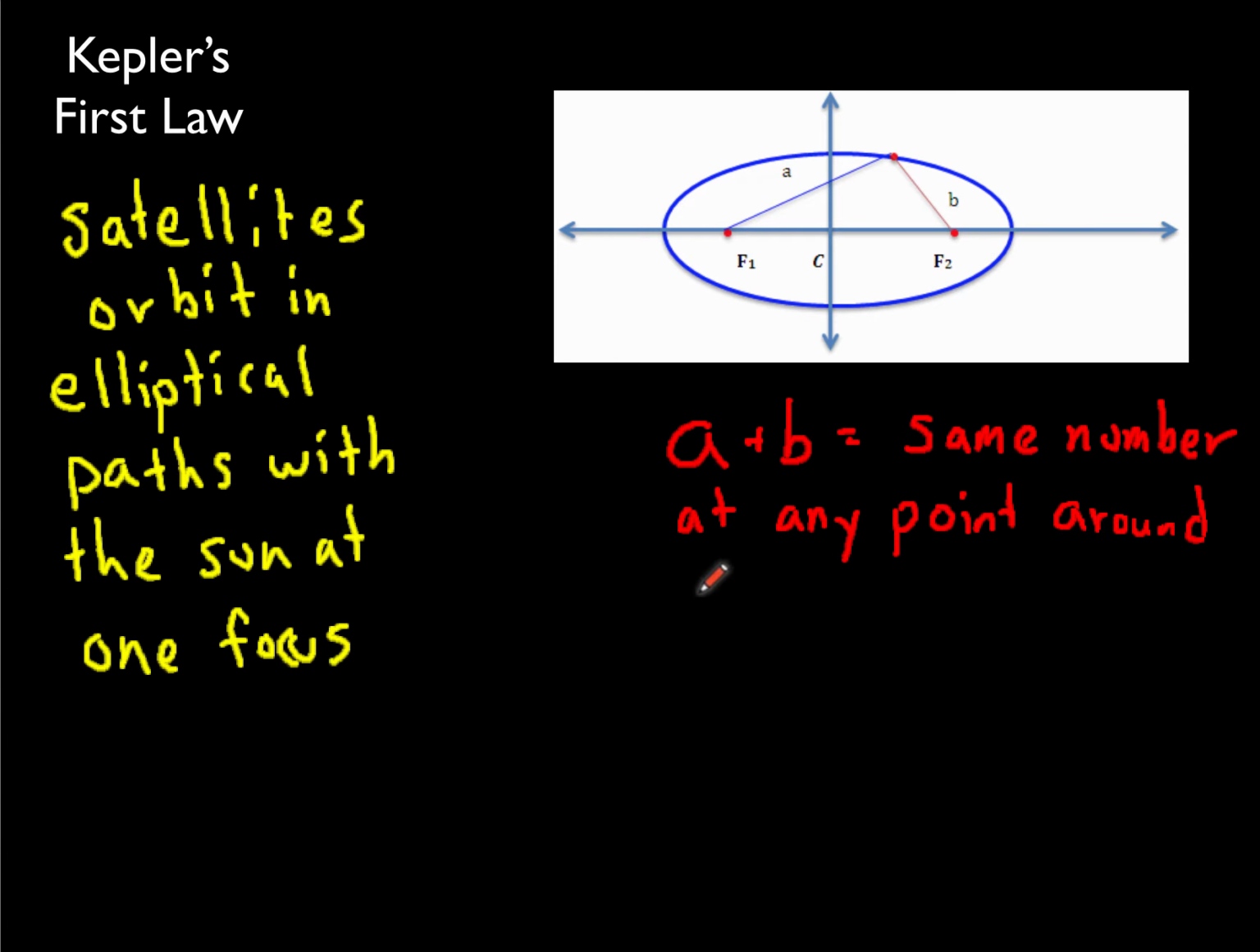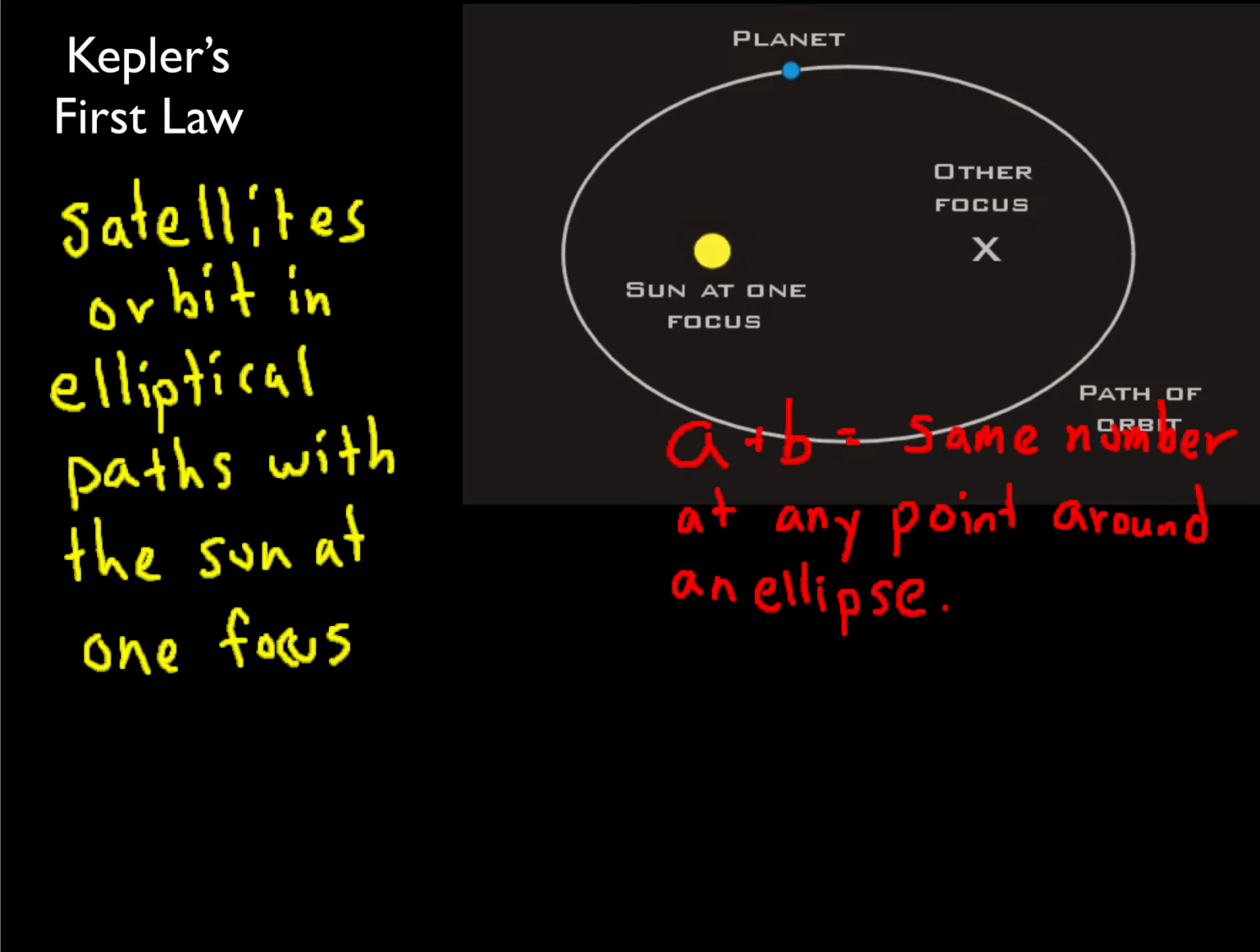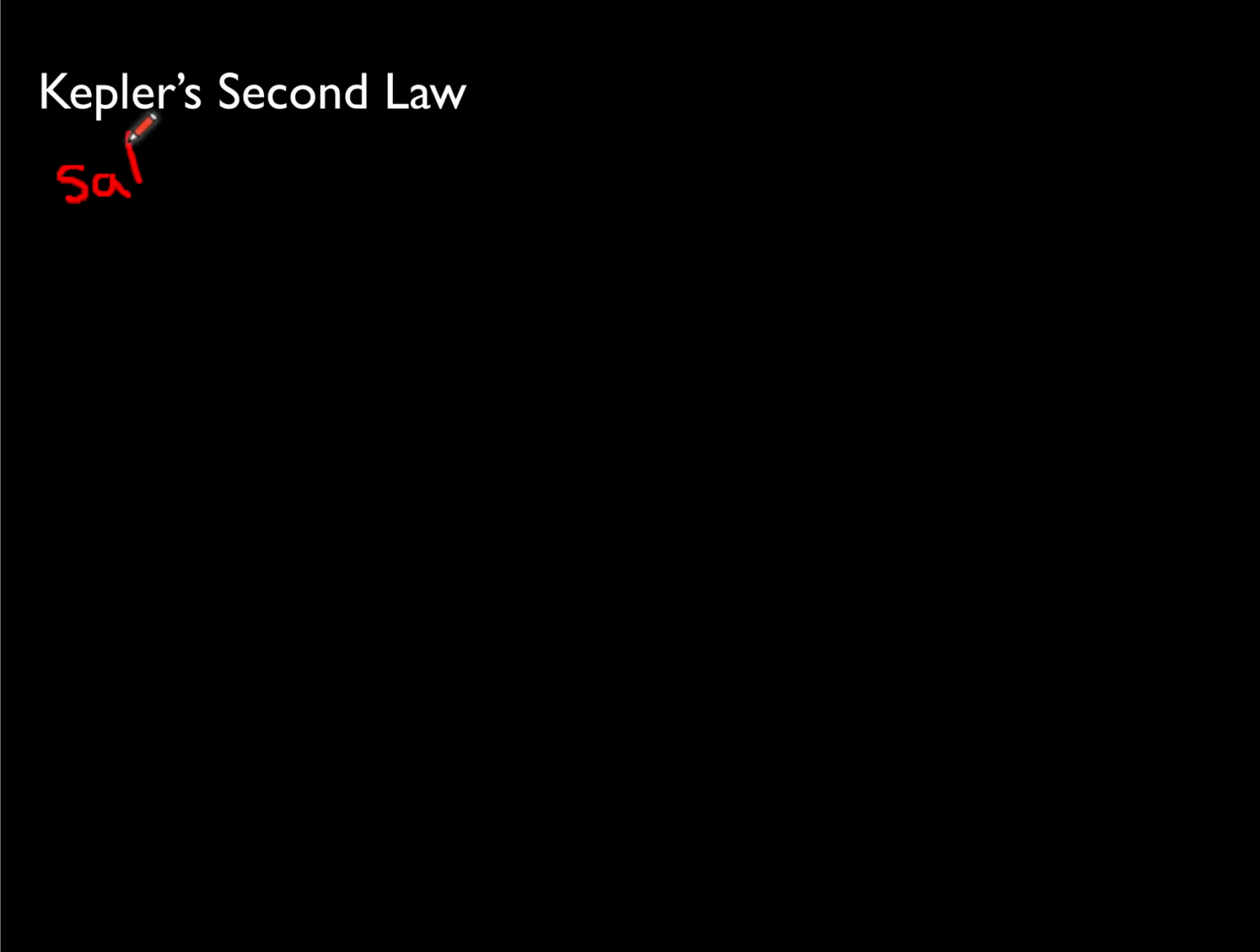This is true for a satellite's orbit as well. The shape of a satellite's orbit is always an ellipse. However, the only difference is the sun is at one focus of the ellipse. So if we draw a line from the planet to the sun and the planet to the other focus, A plus B, those 2 lines will always equal the same number at any point around the orbit.